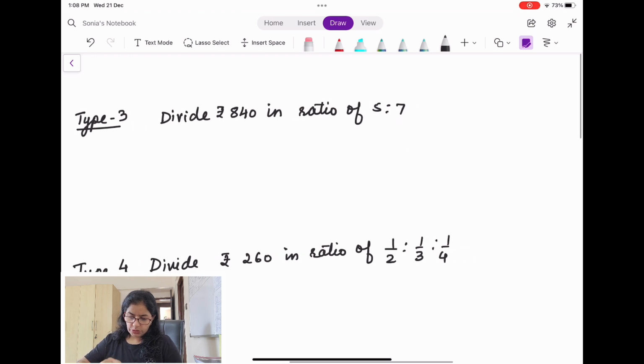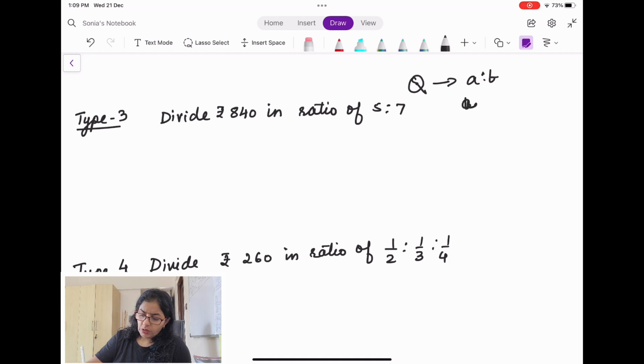The third type of questions are where you are asked to divide a quantity into two ratios. Or it can be asked to divide into three ratios. So what do we do? Here the formula is, if you have to divide a quantity Q in the ratio of A is to B, then A upon A plus B into Q is the first part, and B upon A plus B into Q is the second part.